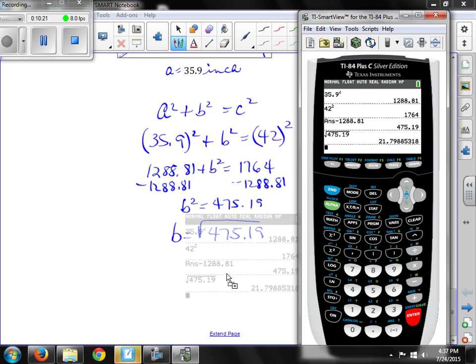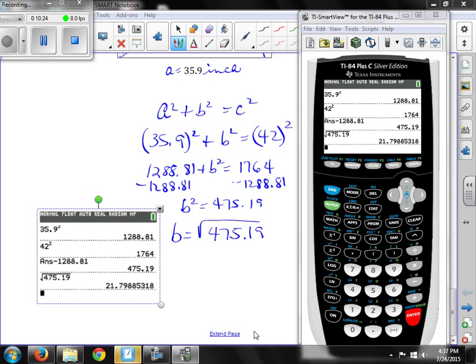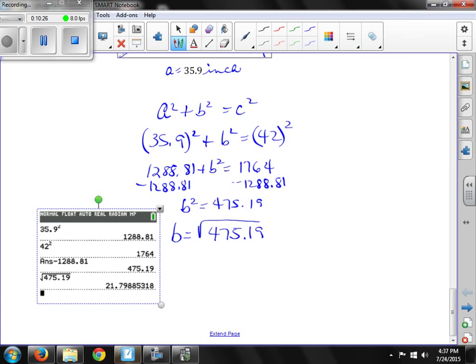So I'm going to grab this. I only have to copy down 2 decimal places because I'm keeping 1. So I'll have B is equal to 21.79. I'm keeping 1 decimal place. So I look out here, that's a 9, so it's going to round up. B is going to actually be 21.8 inches.